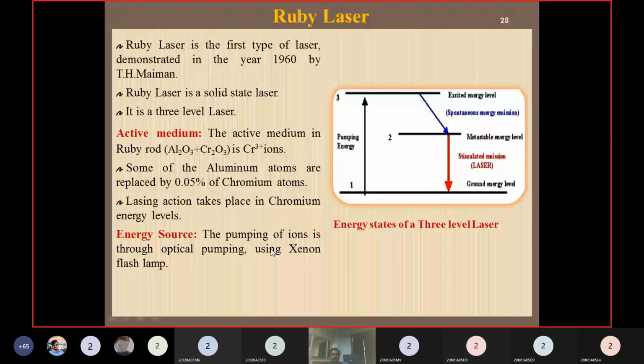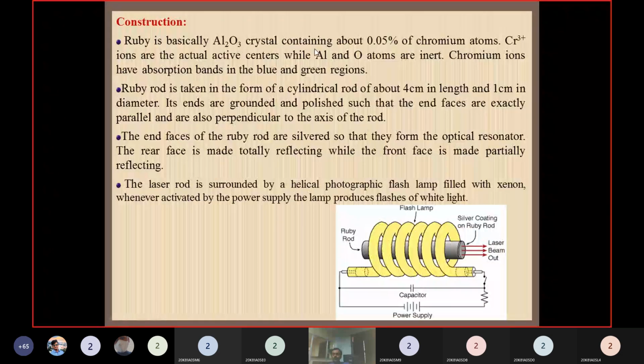Now coming to the construction. Basically we will take an Al2O3 crystal containing 0.05% of chromium atoms. Okay, so this is the ruby rod we are taking. In that ruby rod, alumina and chromium oxide are mixed. Okay, so in that ruby rod, Cr3 plus ions are the active centers.